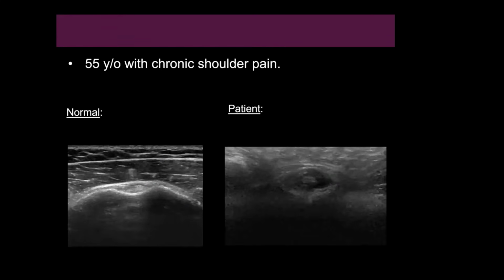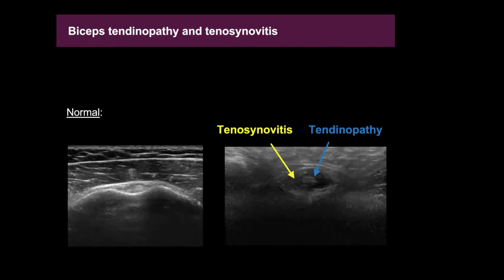This was a 55-year-old patient with chronic shoulder pain. You can see the patient's ultrasound images on the right-hand side. And if you compare it to the normal left-hand side of the image, you can see two discrete findings. And that's that you have a little bit of tenosynovitis, i.e. fluid surrounding that tendon sheath. And you can see how the underlying long head biceps tendon itself looks a lot more hypoechoic and disorganized compared to a normal image. And that's how we diagnose things like tendinosis or more generically, tendinopathy.